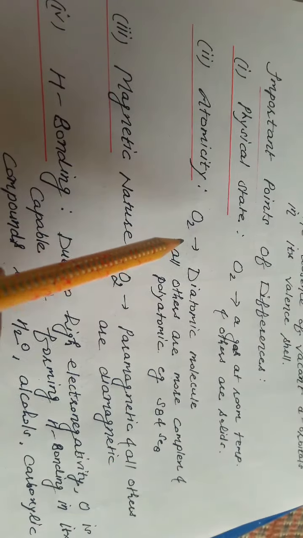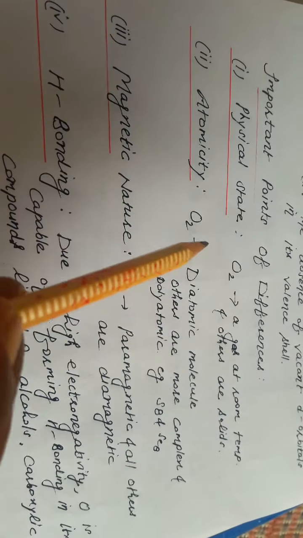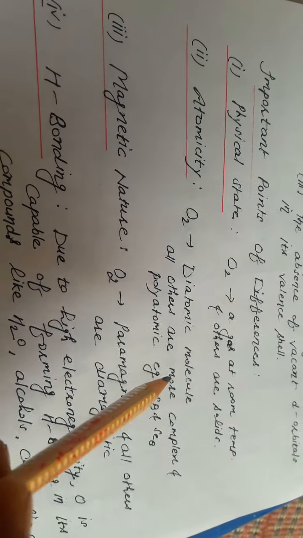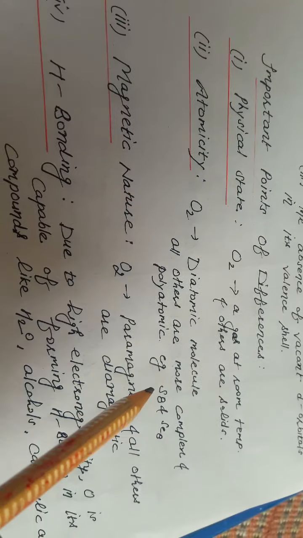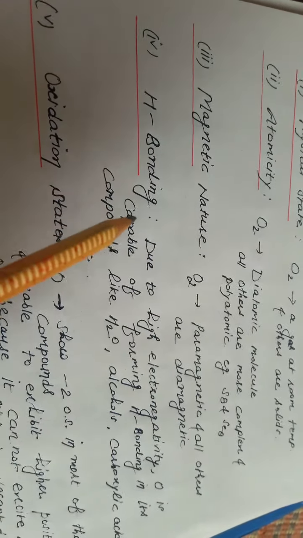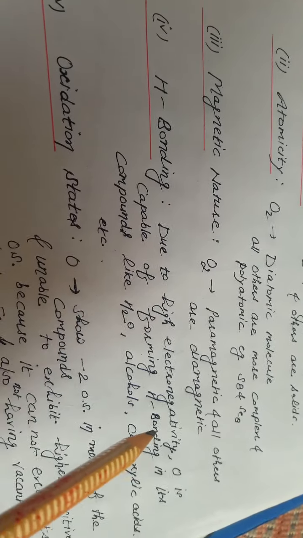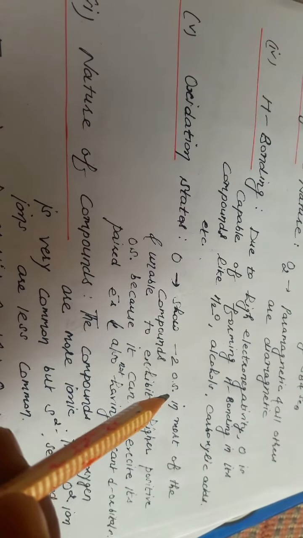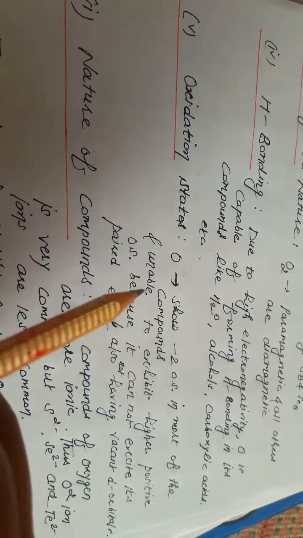Atomicity: oxygen forms a diatomic molecule, O2, and all others are more complex and polyatomic, for example S8 and Se8. Magnetic nature: O2 is paramagnetic but all others are diamagnetic. Hydrogen bonding: due to high electronegativity, oxygen is capable of forming hydrogen bonding in compounds like water, alcohols, carboxylic acids, etc.